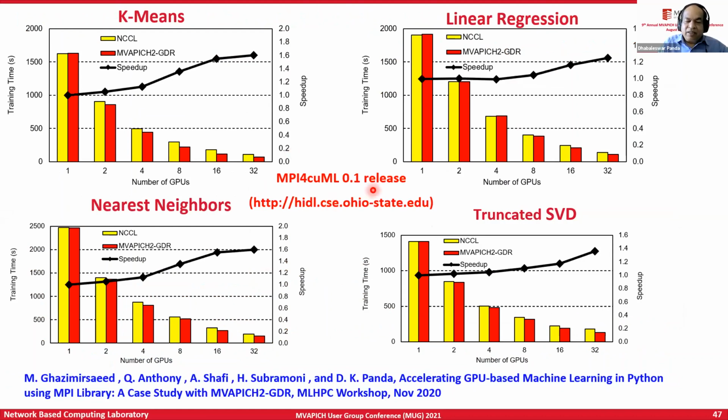We made a release of MPI4cuML last year. You can download it, and if you are using any of these machine learning algorithms like k-means, linear regression, nearest neighbors, and truncated SVD, or any of those other ones, you should be able to get far better performance compared to the basic NCCL support. For example, here we can give you a 1.6x speedup.